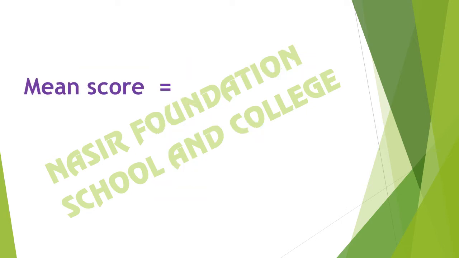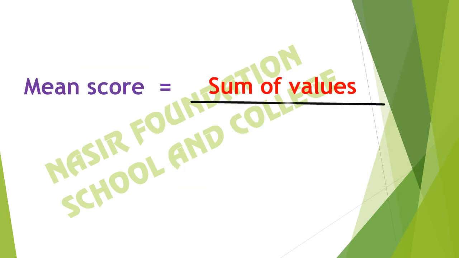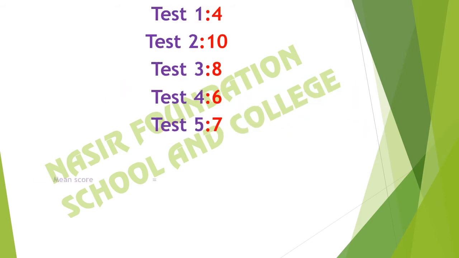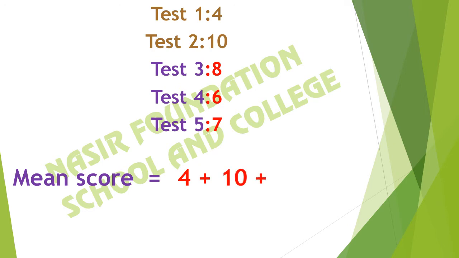Mean is calculated by sum of values divided by number of values. We can find the mean score by adding all these values. The marks of test 1 is 4 and she got 10 marks in test 2. So we will write 10 after 4. Then in the next test she got 8 marks. We will add 8 in them.